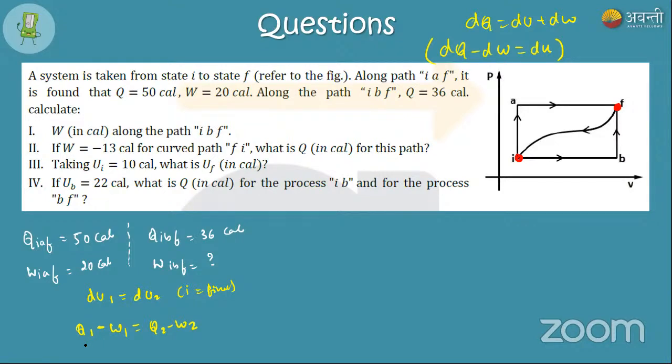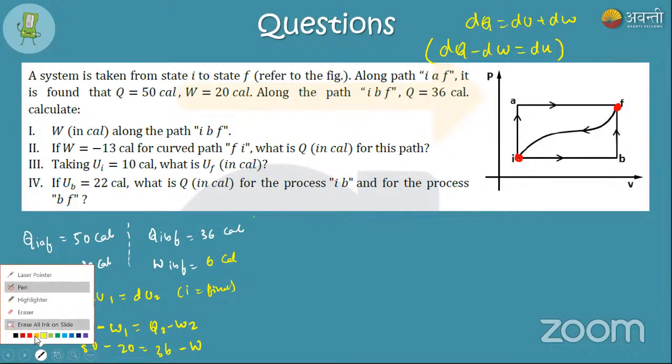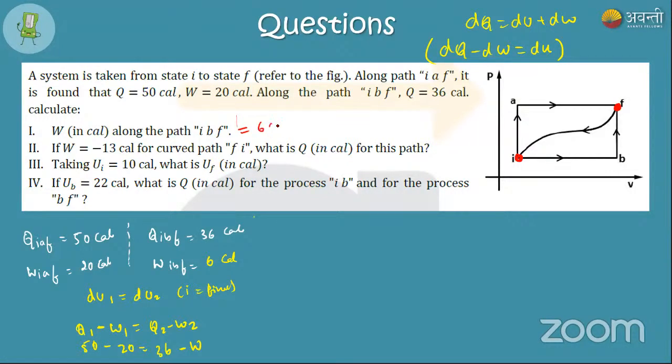What is Q1? 50 calories, minus W1, 20 calories, is equal to Q2, 36 calories, minus W. I don't know W, so keep W as it is. So 50 minus 20 is 30, and 30 minus 36 is minus 6. Minus 6 equals minus W, so W is 6 calories. When you solve and add and subtract, you get 6 calories as the answer for this question. So let us write it down here: this is equal to 6 calories, the work done. Okay, it's very clear now.